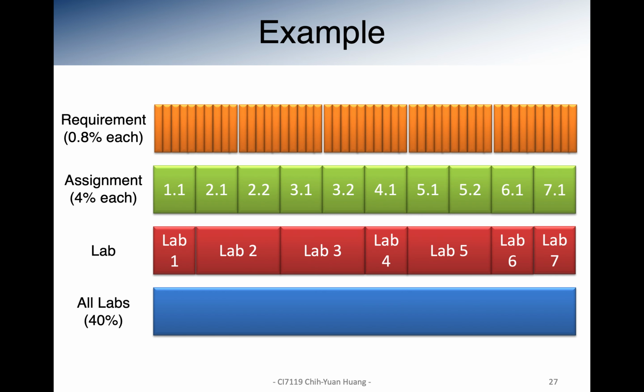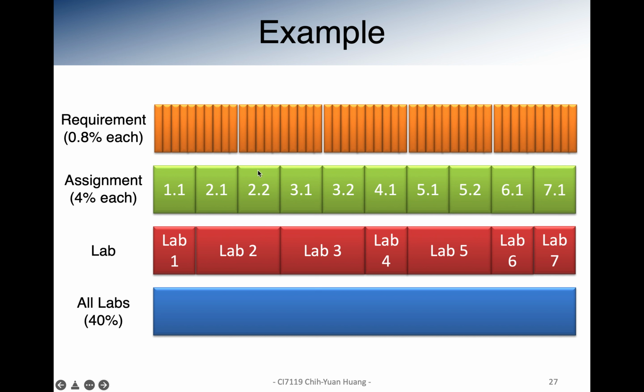And here is an example of the percentages. As shown at the bottom, all the labs together occupy 40%, and in total you have 10 assignments. That means each assignment occupies 4% of the final grade. And if each assignment has 5 requirements, each requirement occupies 0.8% of your final grade.